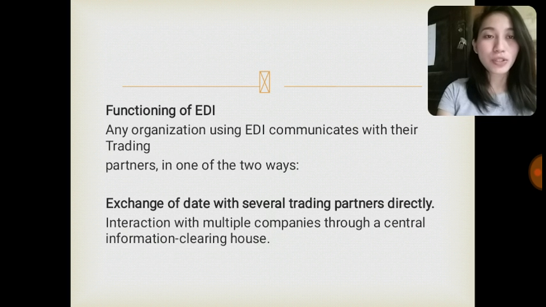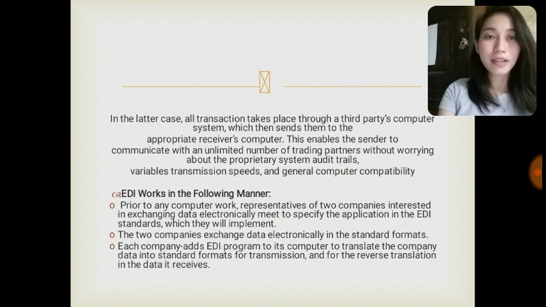Functioning of EDI. Any organization using EDI communicates with its trading partners in one of two ways: exchange of data with several trading partners directly, or, in the latter case, all transactions take place through a third party's computer system, which then sends them to the appropriate receiver's computer. This enables the sender to communicate with an unlimited number of trading partners without worrying about the proprietary system audit trails, variables, transmission speeds, and general computer compatibility.